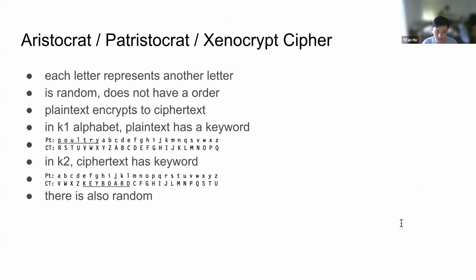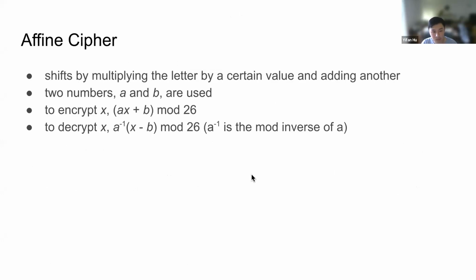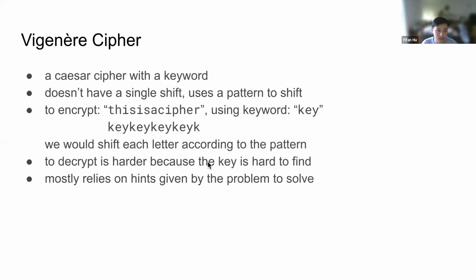So this is an affine cipher. Actually, wait, no. Go back. What do you mean by you don't understand the Vigenère cipher?